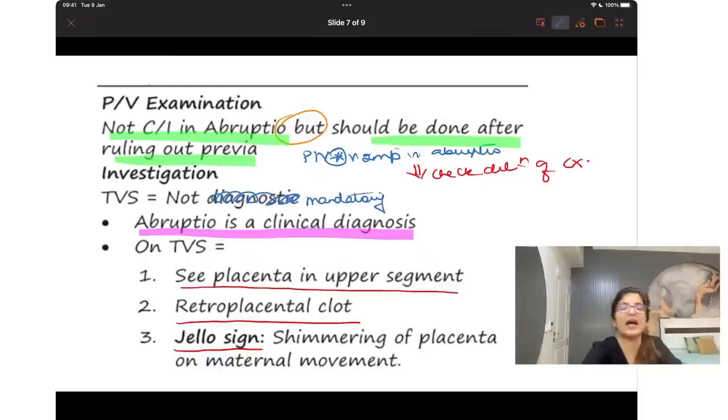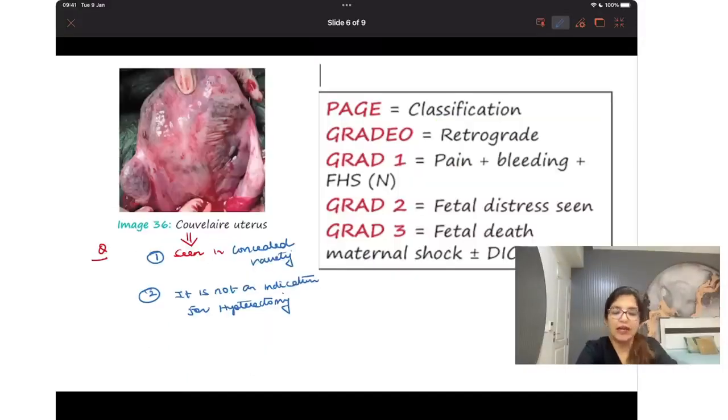Why? Because abruptio is a clinical diagnosis. Right? Clinically, you can diagnose abruptio and it is a clinical diagnosis. Till here it is clear. Now coming to classification of abruptio. This classification was given by Page and is called Page's classification.